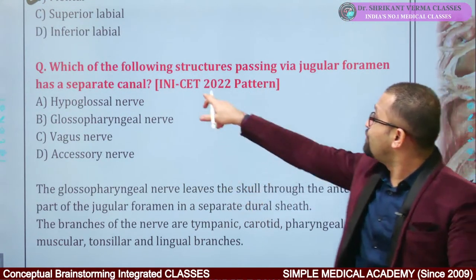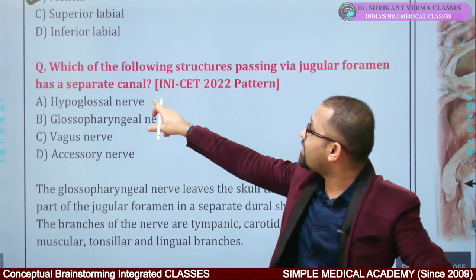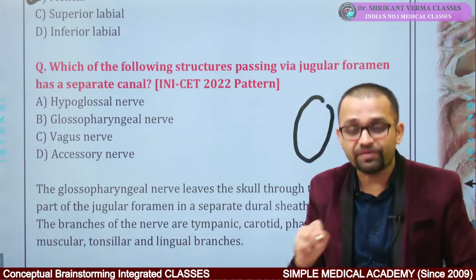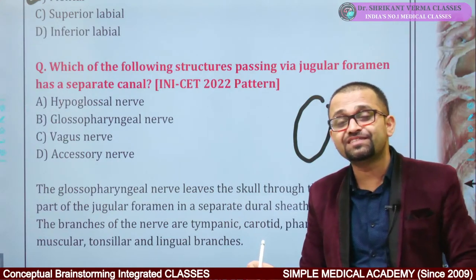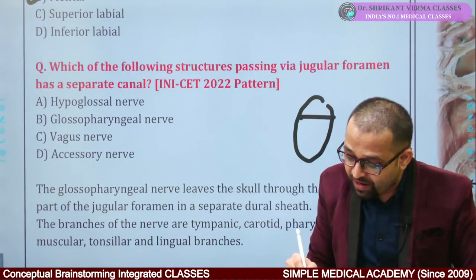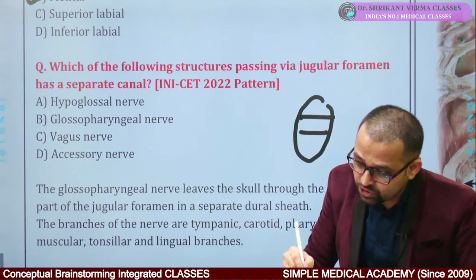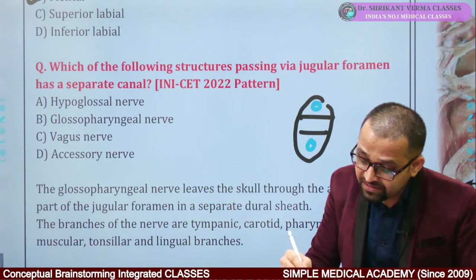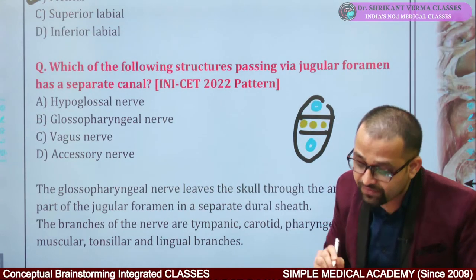Coming to the next question, which of the following structures passing via the jugular foramen has a separate canal? I will teach you. The jugular foramen is the second largest foramen of the skull. The first largest foramen is the foramen magnum. This jugular foramen has three parts: anterior part, middle part, posterior part. Remember, in the anterior part there is I, in the posterior part there is I, and in the middle part there is the pathway for our 9, 10, 11 cranial nerves.